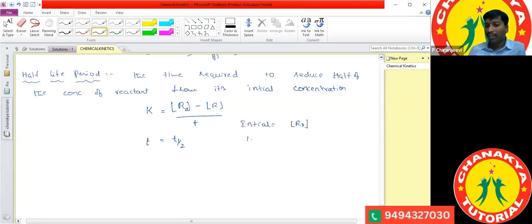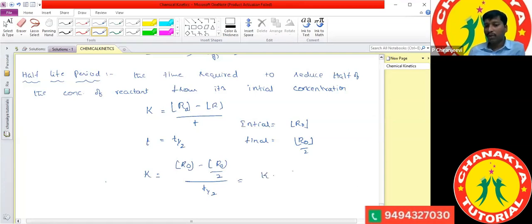And what is the final concentration? Final concentration is reduced to R naught by 2. Now if we substitute all these values in the above equation, K is equal to R naught minus, in place of R, R naught divided by 2, divided by T half. If we simplify that, how can we write the equation?